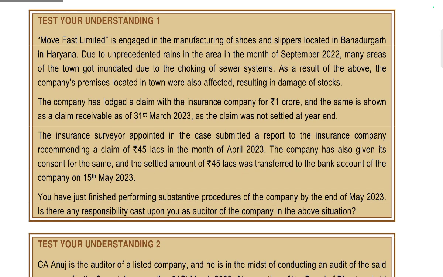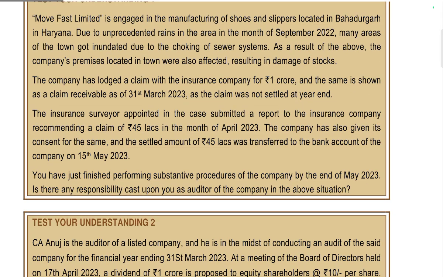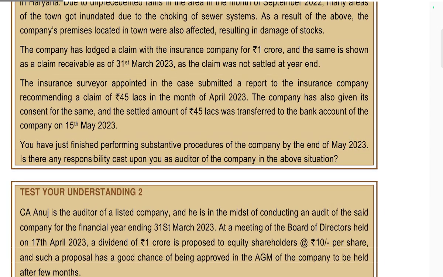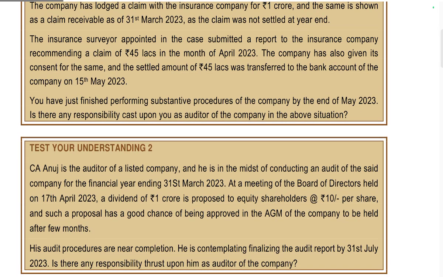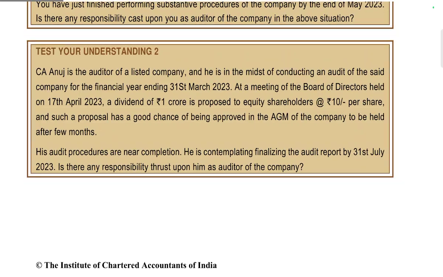The company lodged a claim with the insurance company of 1 crore, which was shown as receivable at 31st March and not yet settled. The insurance surveyor appointed submitted a report to the insurance company recommending 45 lakhs. The company gave its consent and settled the amount of 45 lakhs, which was transferred to the bank account on 15th May. You have to finish the substantive procedures as at 31st March and state the response to the cost amount, the auditor's action, and the company's situation above.